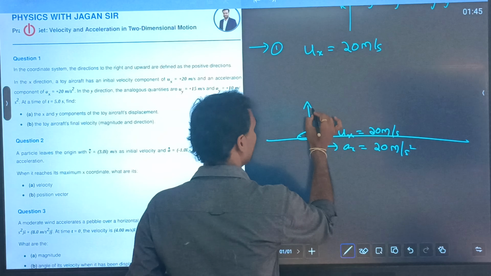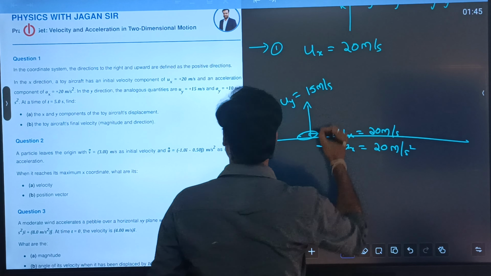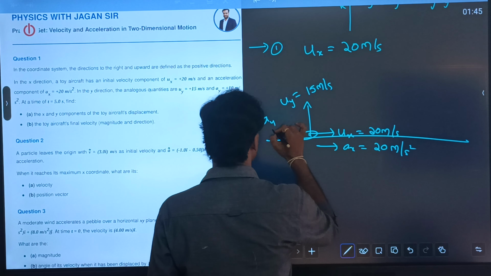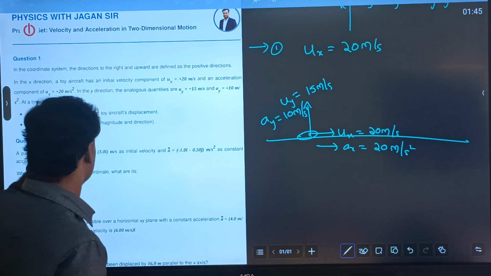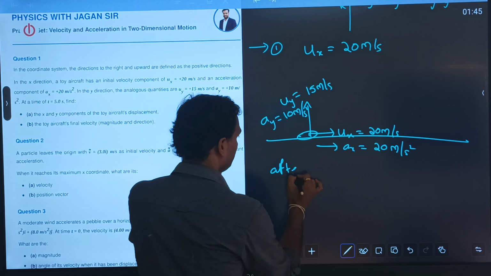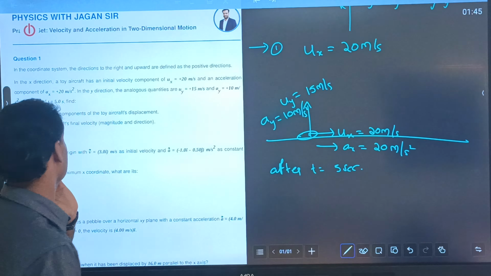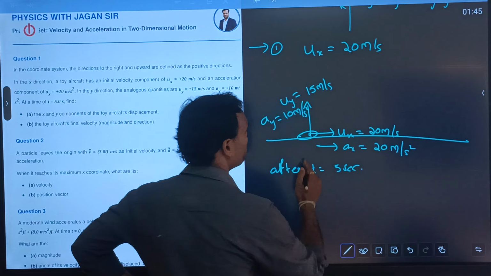Initial velocity about the y-axis is uy = 15 meters per second, and acceleration about the y-axis ay = 10 meters per second square, right? After time t = 5 seconds, find the x and y components of the toy's displacement.